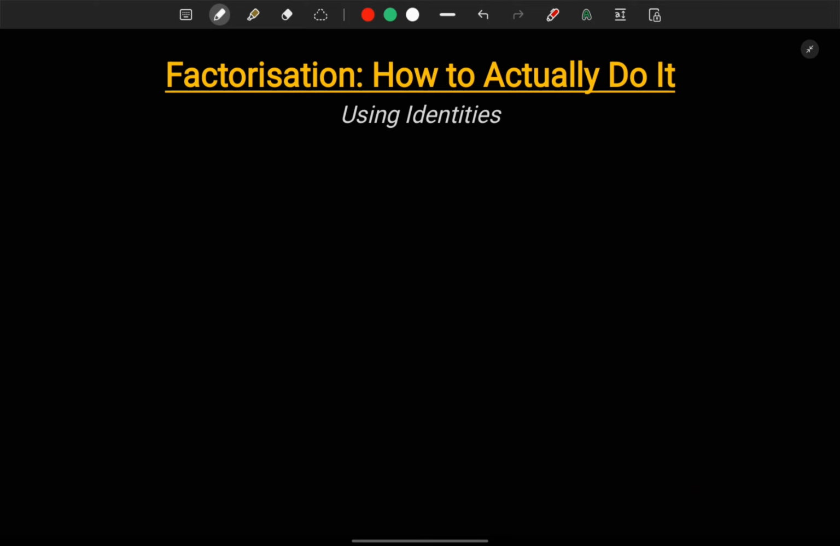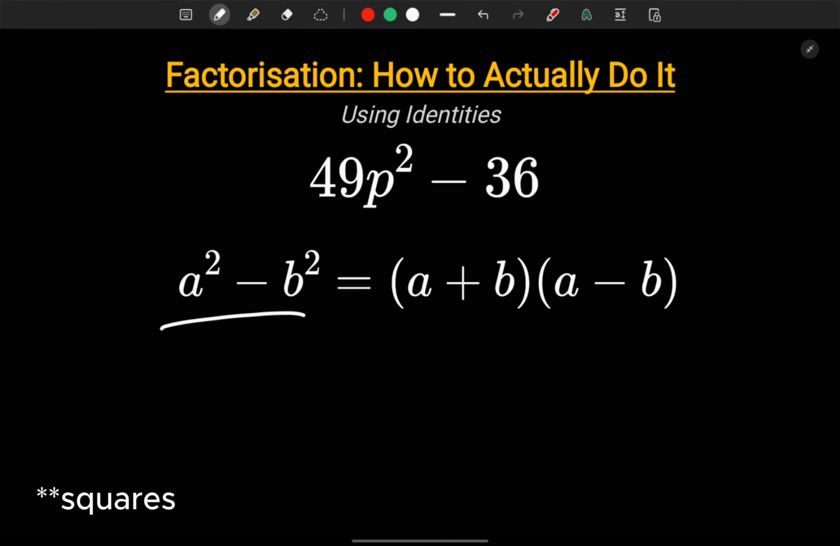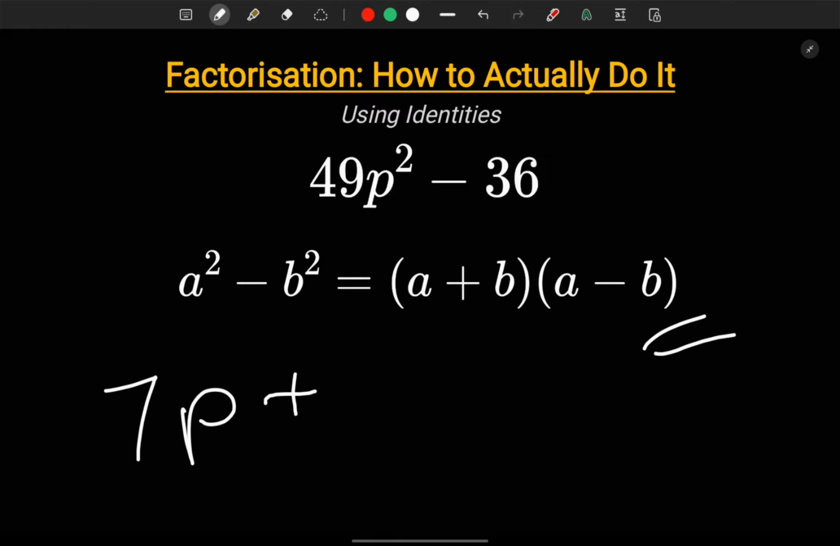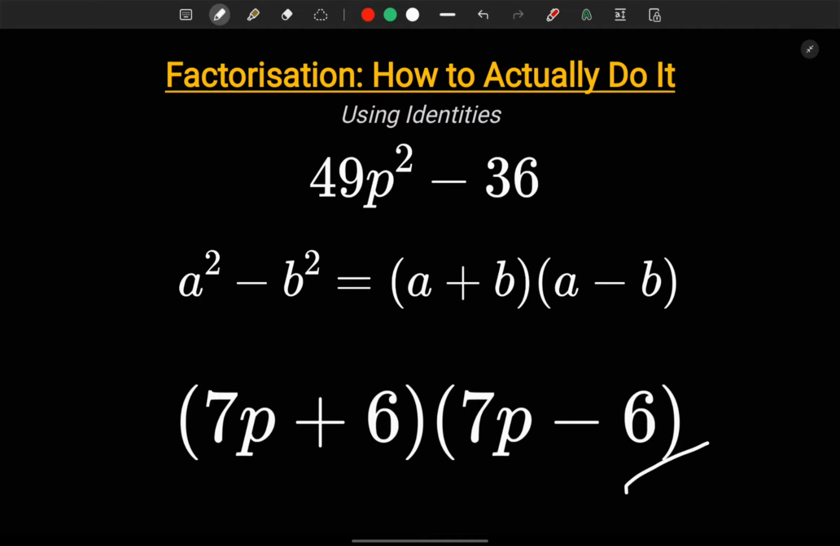Let's take a look at another example. We can see that both of these are perfect squares separated by a minus sign. Now, what identity are we going to use? That's right, we're going to use the difference of 2 perfect squares. Using this identity, we can simplify this into 7p plus 6 times 7p minus 6. There it is. This is our answer.